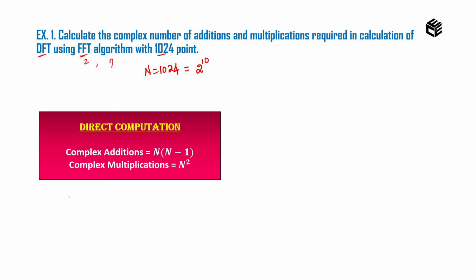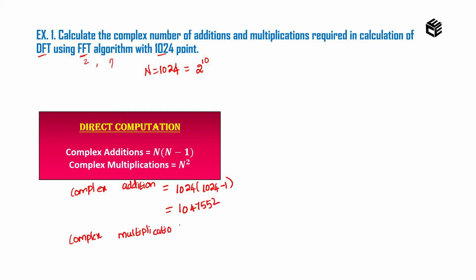Here we know the complex addition formula is N into N minus 1. So I'm going to substitute the value of N as 1024 into 1024 minus 1. On calculating, the value will be equal to 1047552. Now I'm going to find the answer for complex multiplication. The formula is N square. So this is equal to 1024 the whole square. The answer will be 1048576.